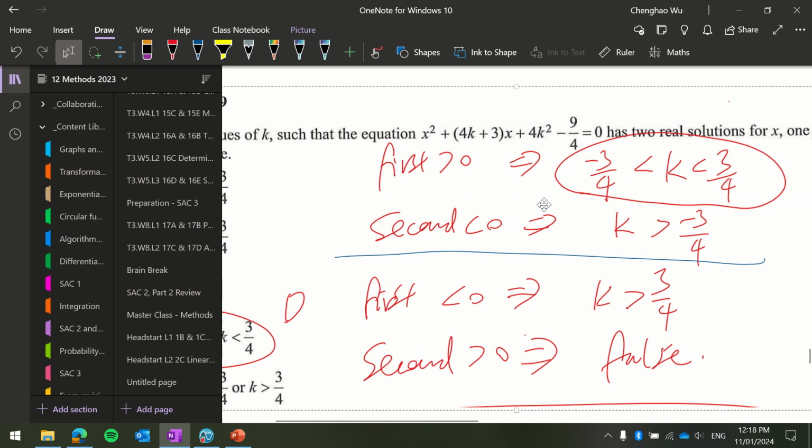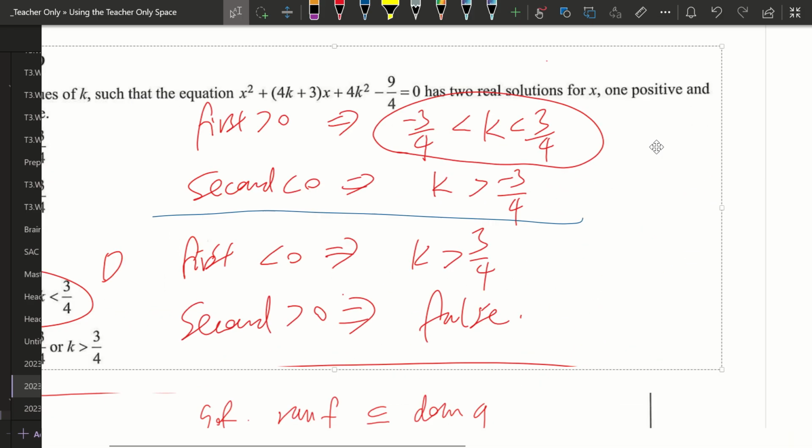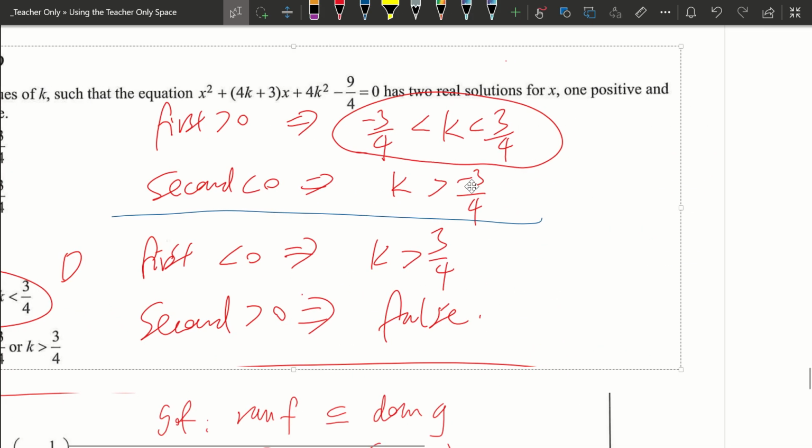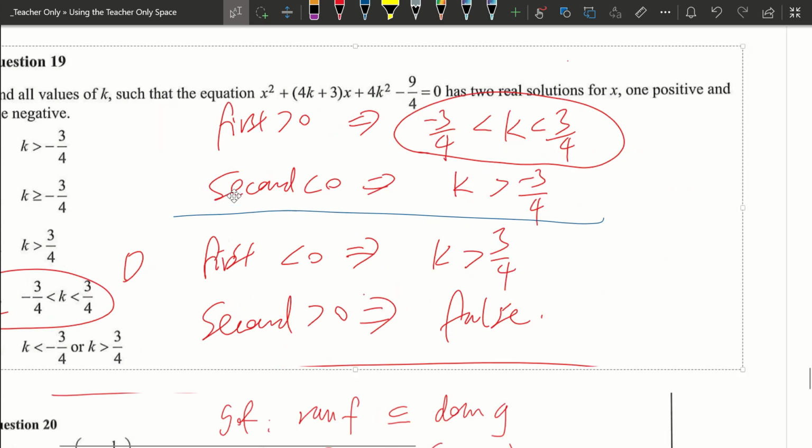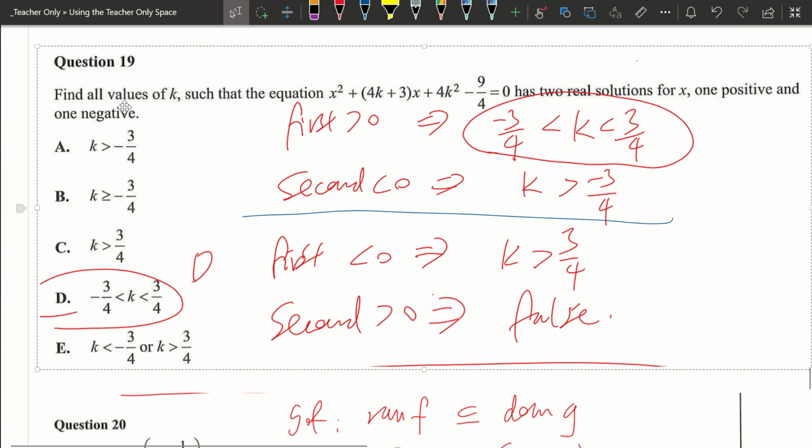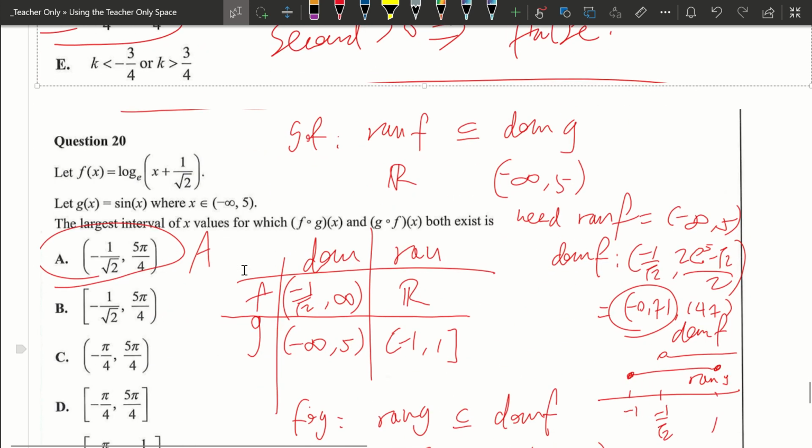So then you focus on the first case. Well, you need k to satisfy both. K has to satisfy both conditions so that one solution is positive and the other solution is negative. Because that's what the question says. One positive, one negative. And you look at it close enough. Well, k bigger than negative 3 over 4, that's also in the first answer. K is bigger than negative 3 over 4, and it's also smaller than 3 over 4. So you take this, and that's your answer. Answer D. Option D.